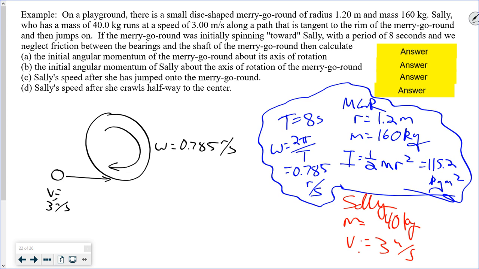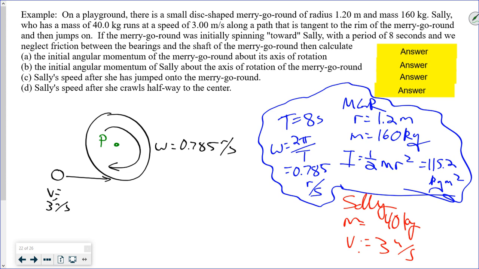The idea is once she hits the merry-go-round, she's going to start rotating. So the axis of rotation that we're interested in is about this pivot point, and I'm going to use capital P for that. When you measure your radius, well, I'm getting ahead of myself. Okay, so that is that.